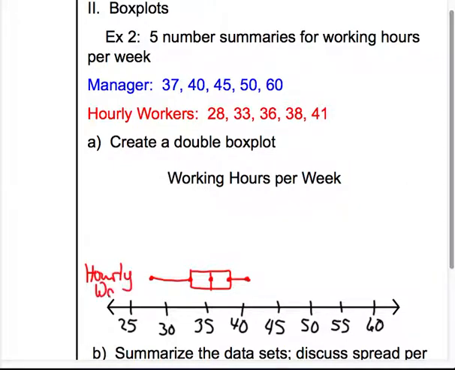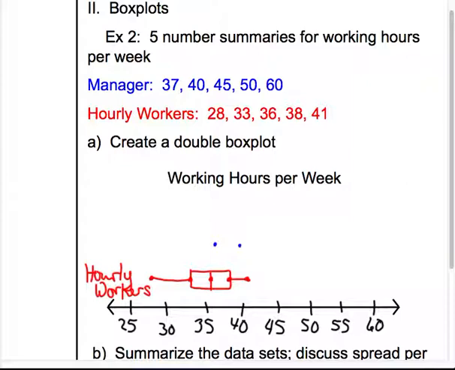Now I'll show you how I created this box plot with the manager's 5 number summary, and then we'll look at comparing the 2 box plots. So literally, all you do is you just put a point on the number line where the number is. So our first number for the managers is 37. So that would be about here. And then we've got the quartile 1 is 40. Just remember, 5 number summary.